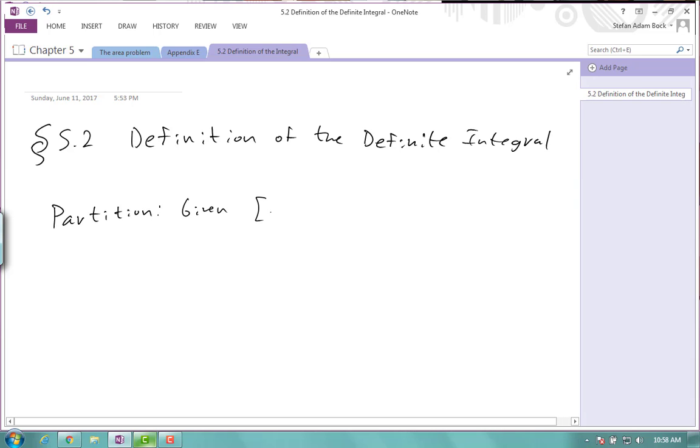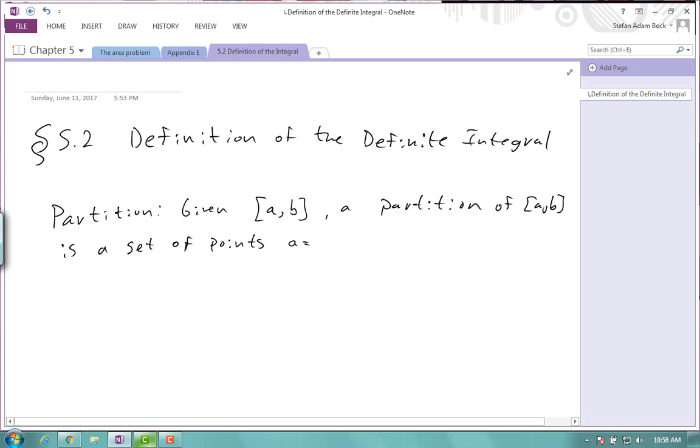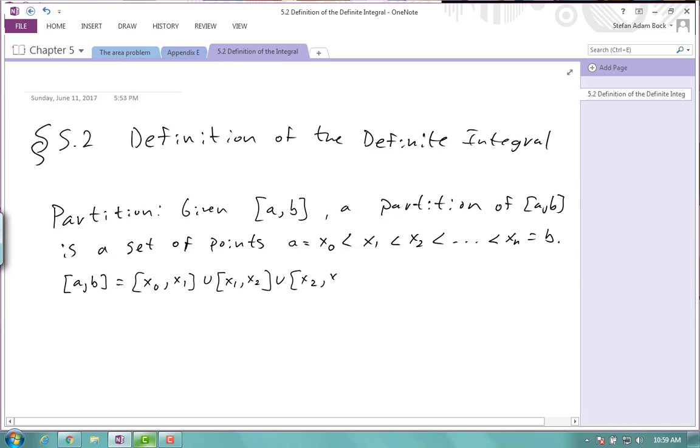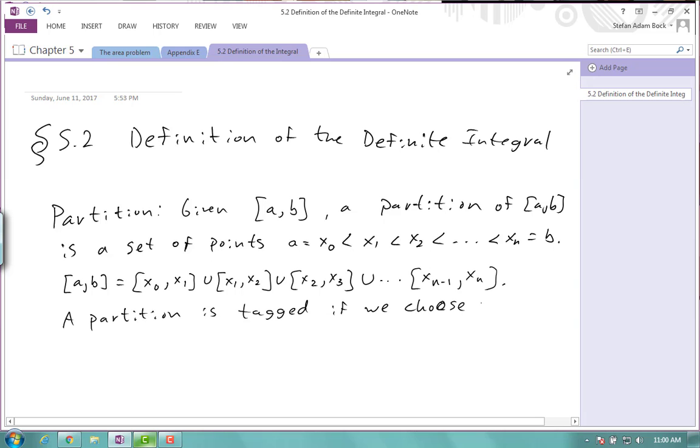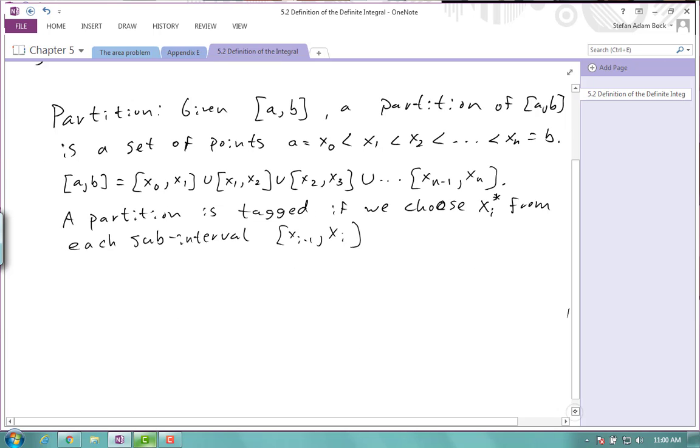So first up, we have a partition of an interval. A partition of the interval from a to b is simply a set of points in increasing order, x0, x1, x2, all the way to xn, that are all contained within the interval. And the reason it is defined that way is because I can divide up the interval into a union of each pair of these points. And we'll say a partition is tagged if we can choose a point xi star from each subinterval.